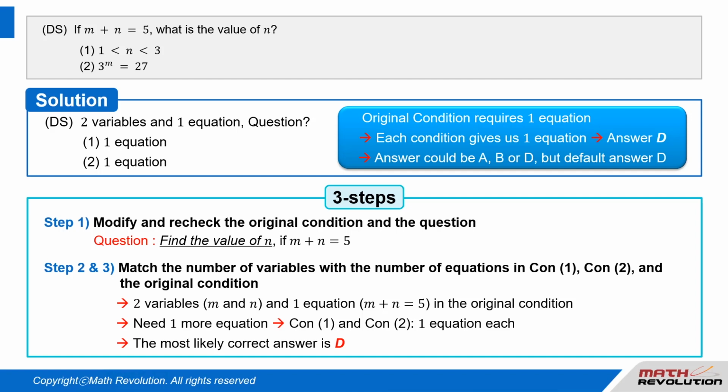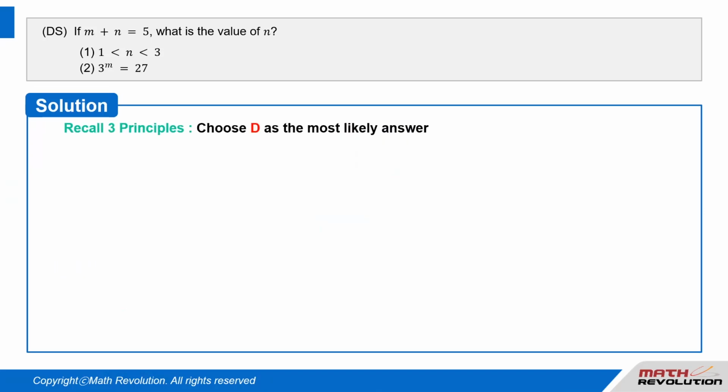The trademark for the variable approach is registered, and we finished filing for the patent. It means the variable approach is unique around the world. Recall 3 principles and choose D as the most likely answer.